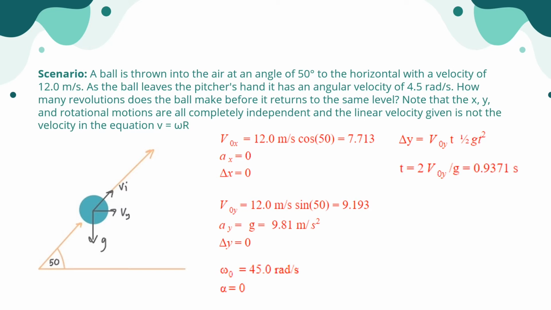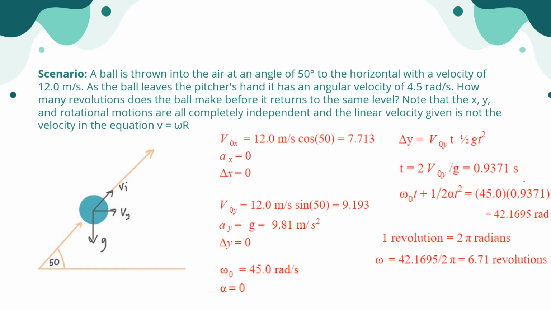since delta y is 0, this equation reduces to t = 2 vy over g, which is equal to 0.9371 seconds. The angle can be found by using theta = omega t + half alpha t squared, which is 4.5 times 0.9371, equal to 4.2169 radians. Converting from radians to revolutions, we know that 1 revolution is equal to 2 pi radians. So we have 42.1695 radians divided by 2 pi, which is equal to 6.71 revolutions, so the ball rotates 6.71 times.